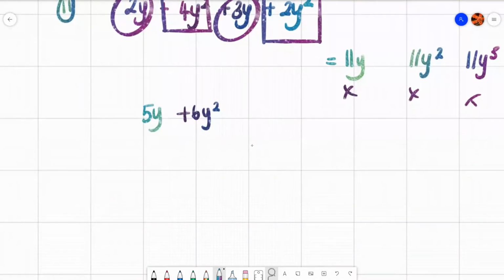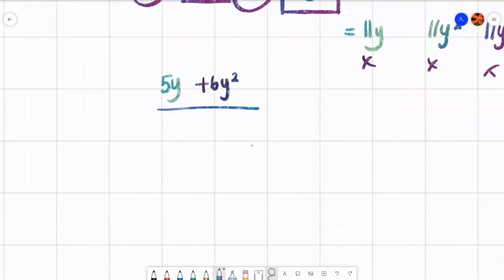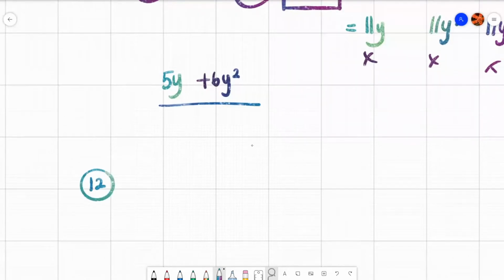Again, we can't add these together because they are totally different. One's a y and one's a y squared. So therefore it stays as it is. Don't be tempted to add them at this stage. Let's have a look at something similar like this again. We'll do it with x's this time.